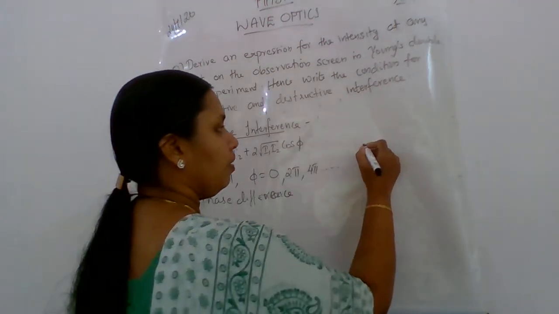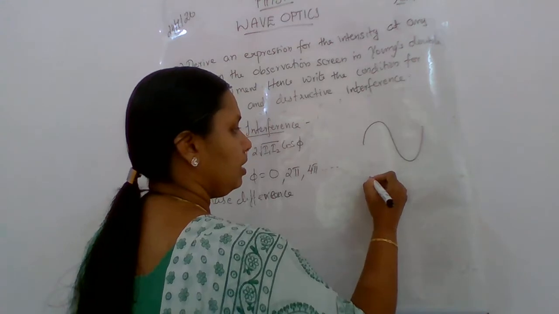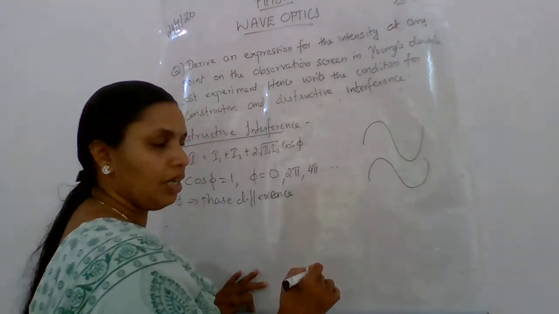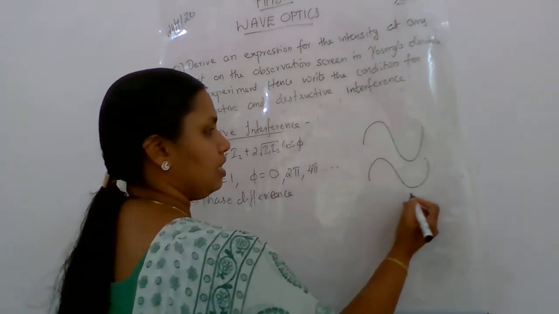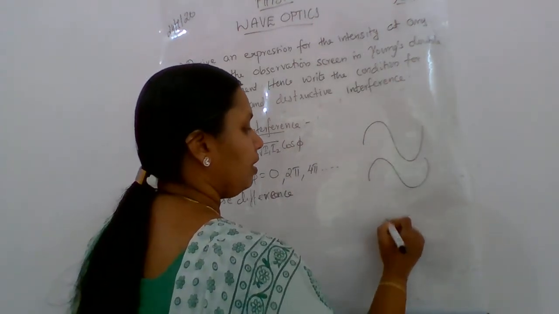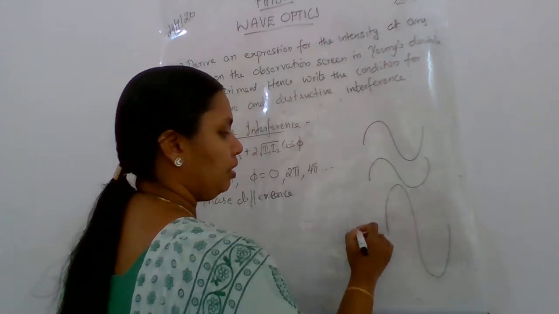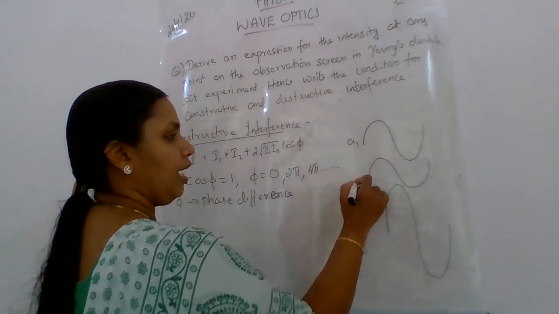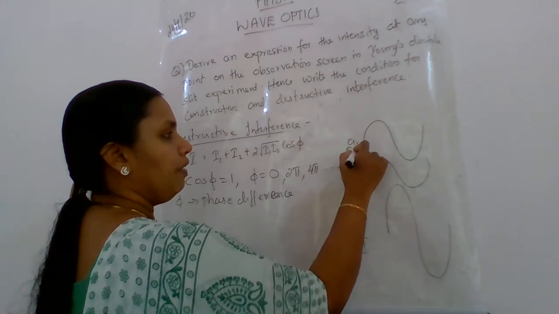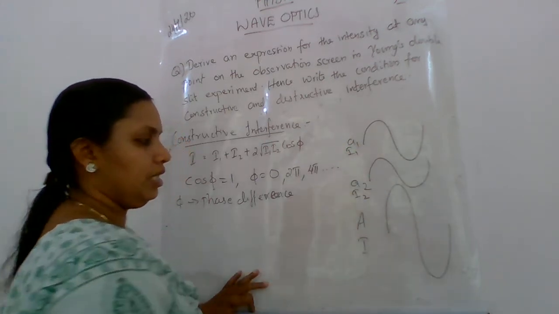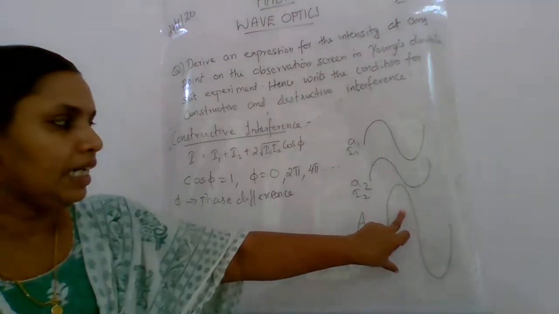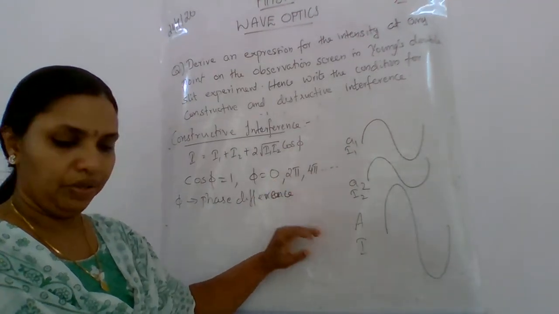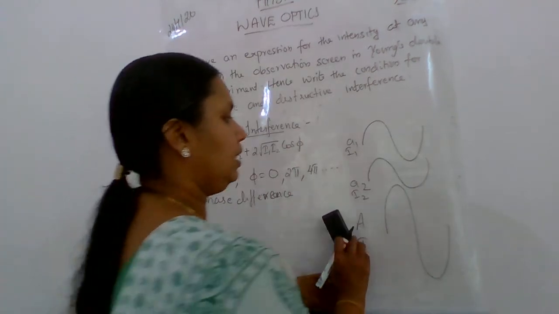See, this is the first wave and this is the wave from the second slit. Is there any phase difference now? No, they are in phase, isn't it? So they will add and we will get a new wave of amplitude A and intensity I, where A1 and A2 are the amplitudes and I1 and I2 are the intensities. So here the intensity increases. Here the phase difference is 0 or 2 pi.